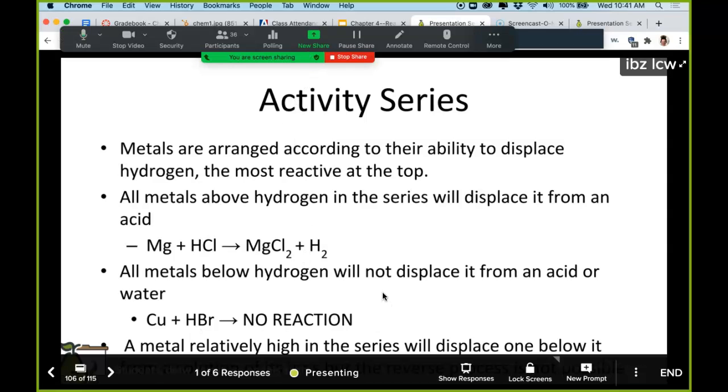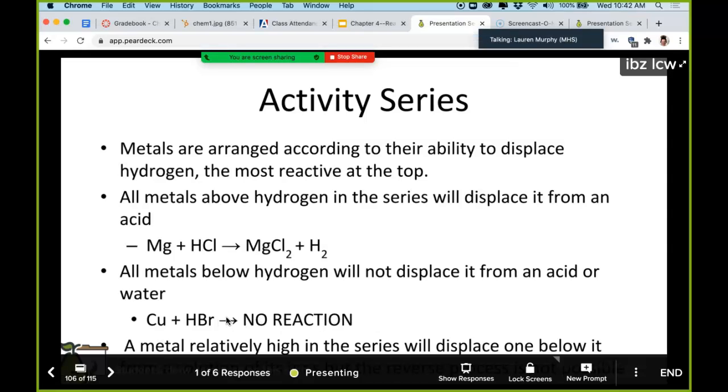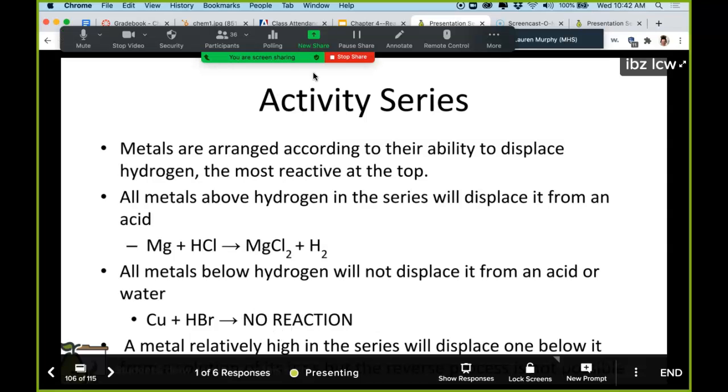Nothing happens. So again, this is a no reaction. Copper is not reactive enough to come in and give hydrogen the boot. So even though it's a single replacement reaction, it doesn't work. It doesn't happen. No reaction.